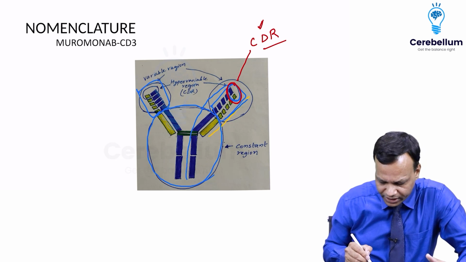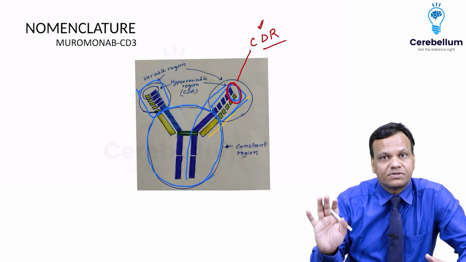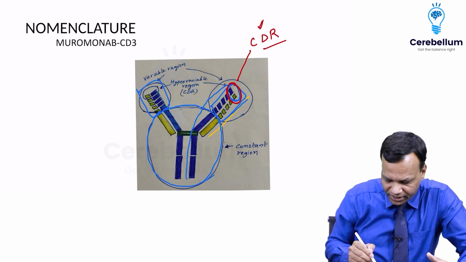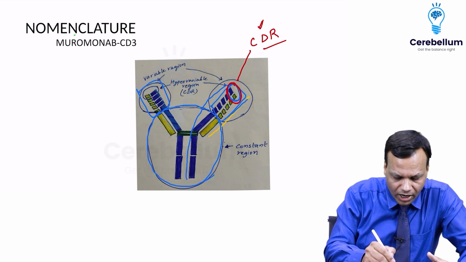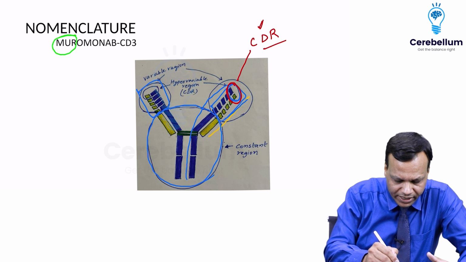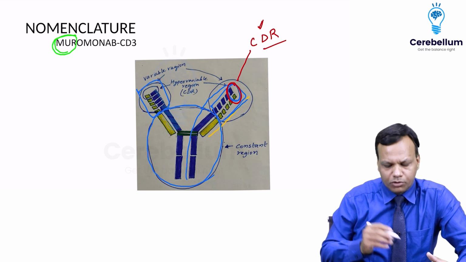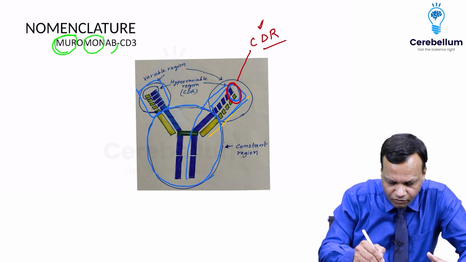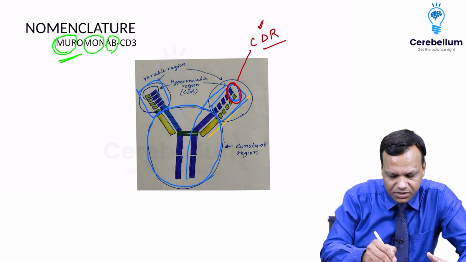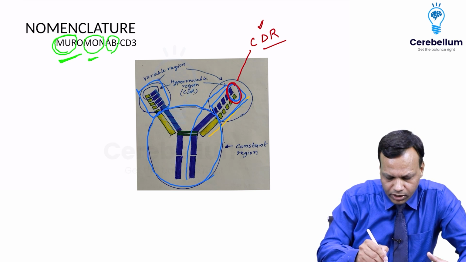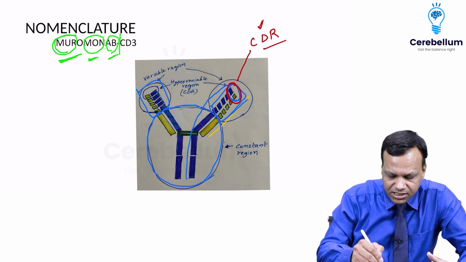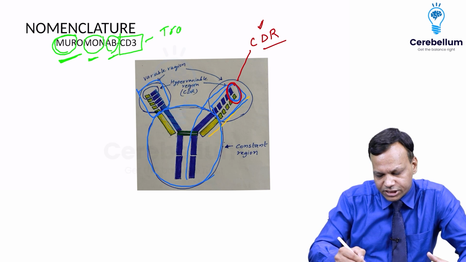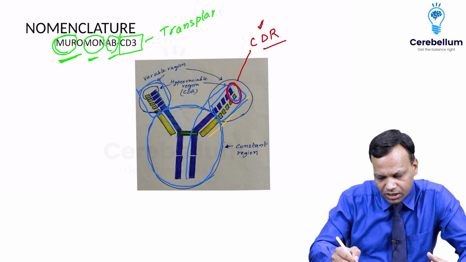The first monoclonal antibody produced was muromonab CD3. How the name was kept: it was obtained from the mouse, so murine antibody. The name was muromonab. Monab is for monoclonal antibody. Muro means murine in origin, a monoclonal antibody against the CD3 antigen. This was used in transplantation. This was the first monoclonal antibody produced.